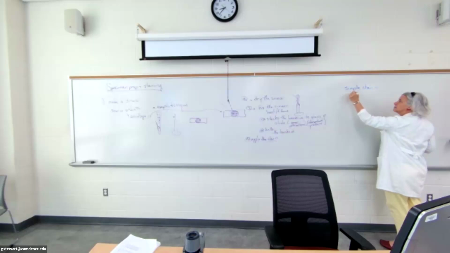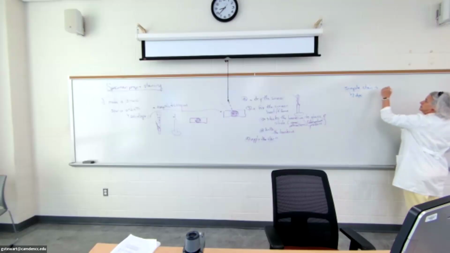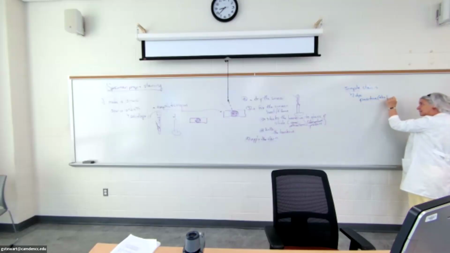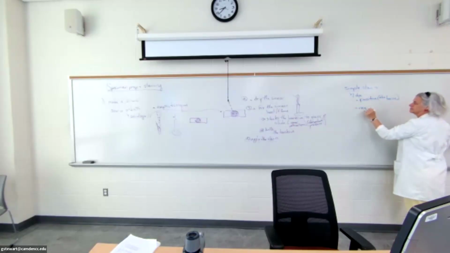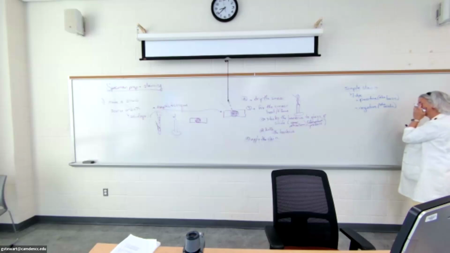And simple, like simple microscope, means one dye. There are 2 versions of the simple stain. We call them a positive stain or a basic stain. Let's do positive first, also known as a basic stain, and a negative stain, also known as an acidic stain or an acidic dye.